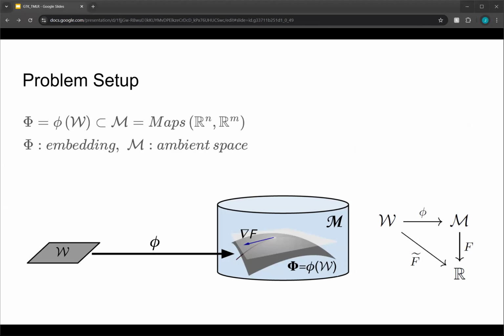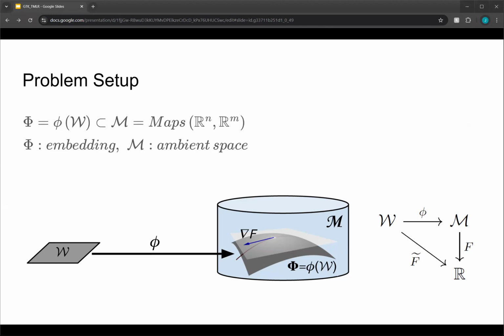We use this 2D picture to intuitively illustrate our setup in a high-dimensional space. Phi maps the parameter space W to parameterize the function space phi of W embedded in big M. We use big Phi to denote this embedding, and big M is a so-called ambient space. For instance, if phi is some specific neural network architecture, say AlexNet, then it maps the set of parameters to the space of neural network functions.